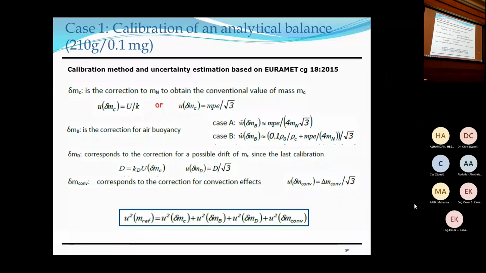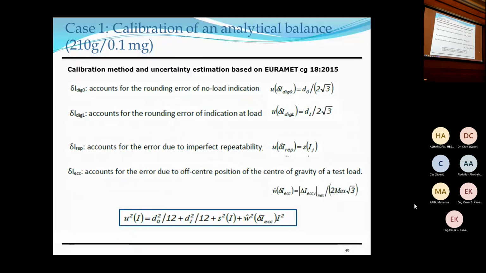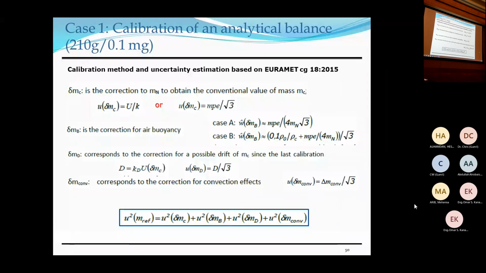So then this is the uncertainty of the reference standard, or the variance, I should say, of the reference standard. So this is the variance of the indication of the balance, and this is the variance of the reference standard. So typically, when you're calibrating an instrument, that instrument also contributes to the uncertainty. Okay, it's not just the reference standard, but it's the instrument which also contributes.